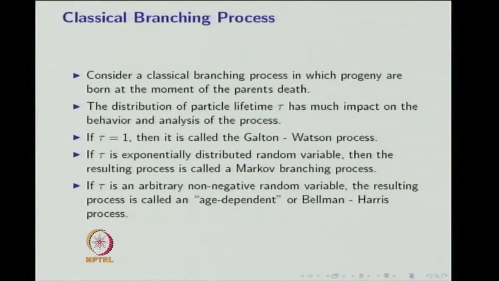Now we are going to discuss the classical branching processes. Consider a classical branching process in which progeny are born at the moment of parent's death. The distribution of particle lifetime tau has much impact on the behavior and analysis of the process. If tau is equal to 1, then it is called a Galton-Watson process. If tau is an exponentially distributed random variable, then the resulting process is called a Markov branching process. In this module, we are going to discuss in detail Galton-Watson process and Markov branching process. If tau is an arbitrary non-negative random variable, the resulting process is called age dependent or Bellman-Harris process.